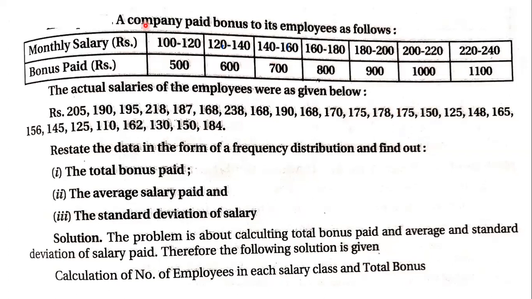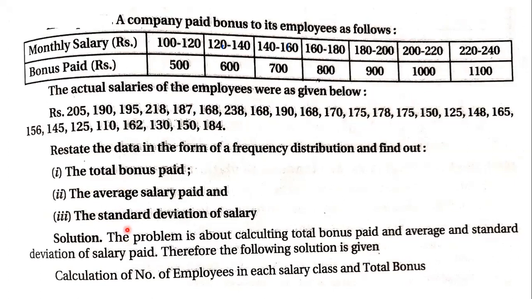A company paid bonus to its employees as follows. They have given us monthly salary and bonus paid, but along with this, they also gave us the actual salaries. So we are supposed to use tally bars here to find out the frequency. They have not given us the frequency. We have to find out the frequency and then continue the problem of calculating the total bonus paid, average salary paid and the standard deviation.